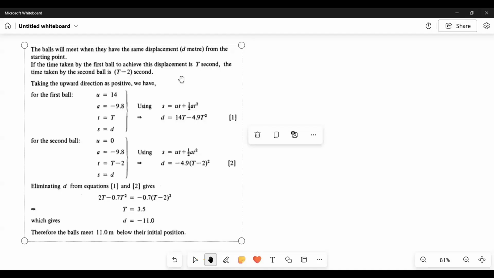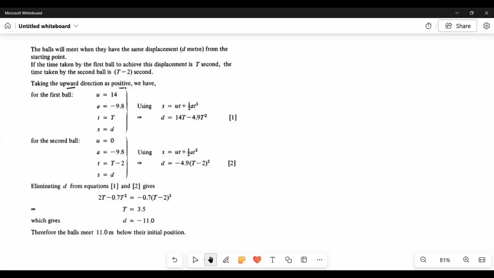Good. So notice they also stipulated a certain convention here. They're taking up as positive. Remember I said you have to decide that, whether up is positive or down is positive. You can change this whole problem and say, look, I want down to be positive, right? But this writer says, look, I'm going to take up as positive.